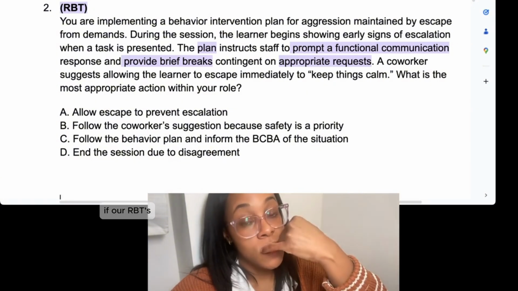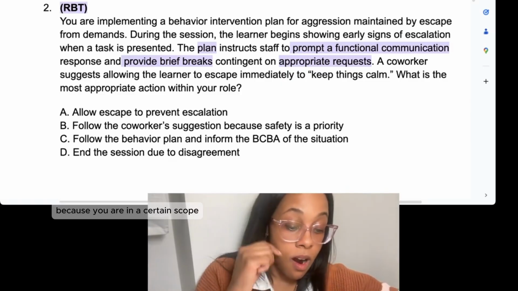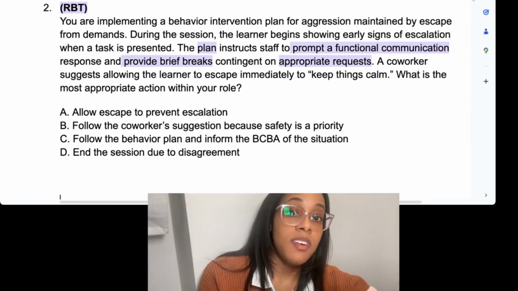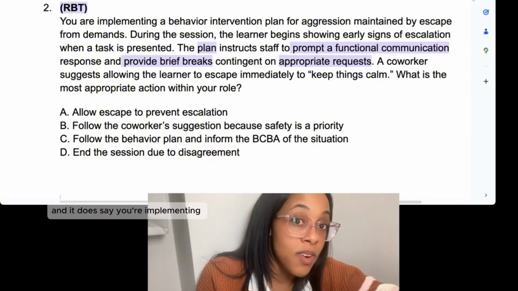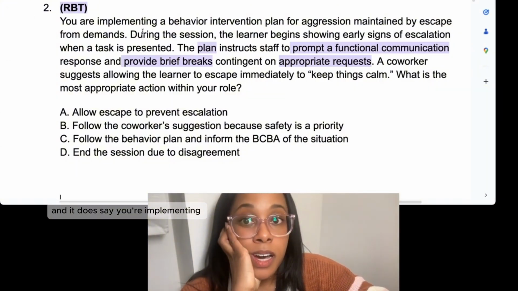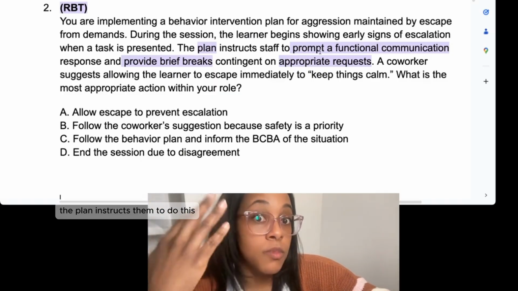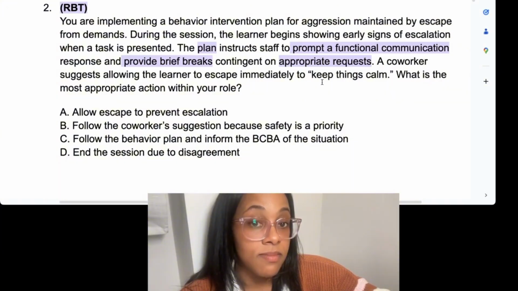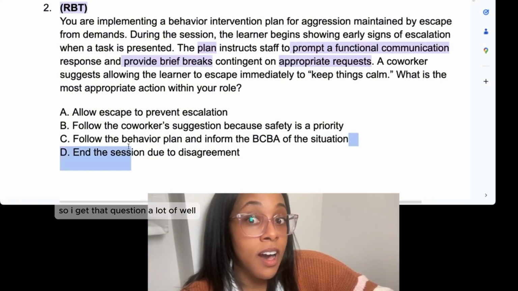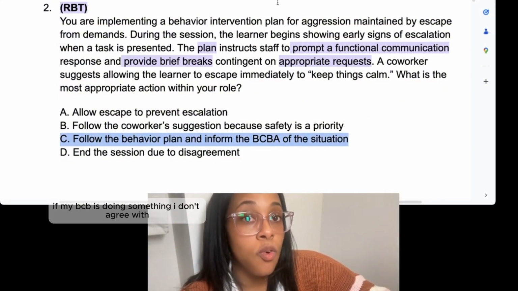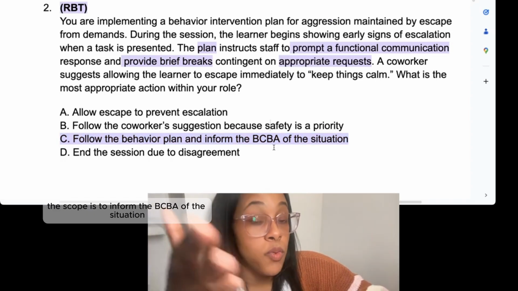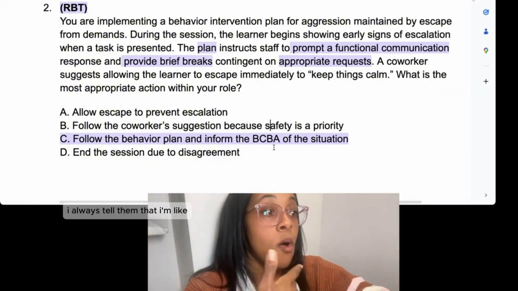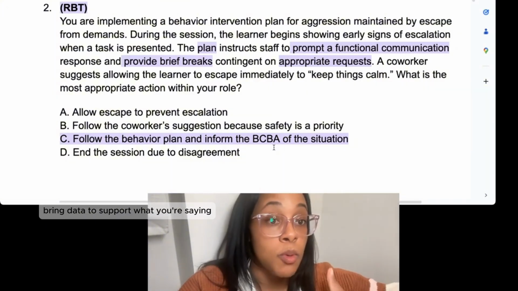And for RBTs, because you are in a certain scope of following the plan, of following what they wrote, and it does say you're implementing the behavior intervention plan, the plan instructs them to do this. So I get that question a lot: if my BCBA is doing something I don't agree with, what do I do? Well, the scope is to inform the BCBA of the situation. I always tell them, bring data to support what you're saying.